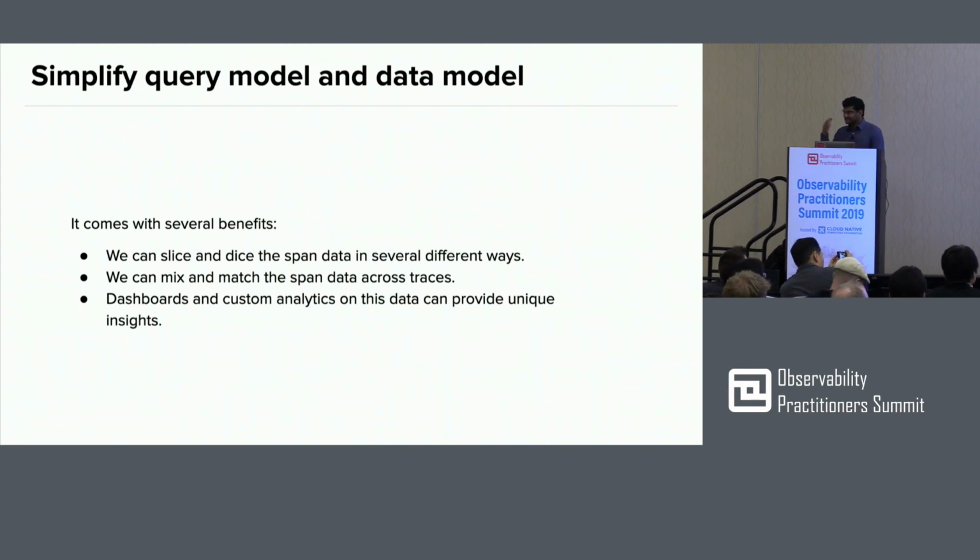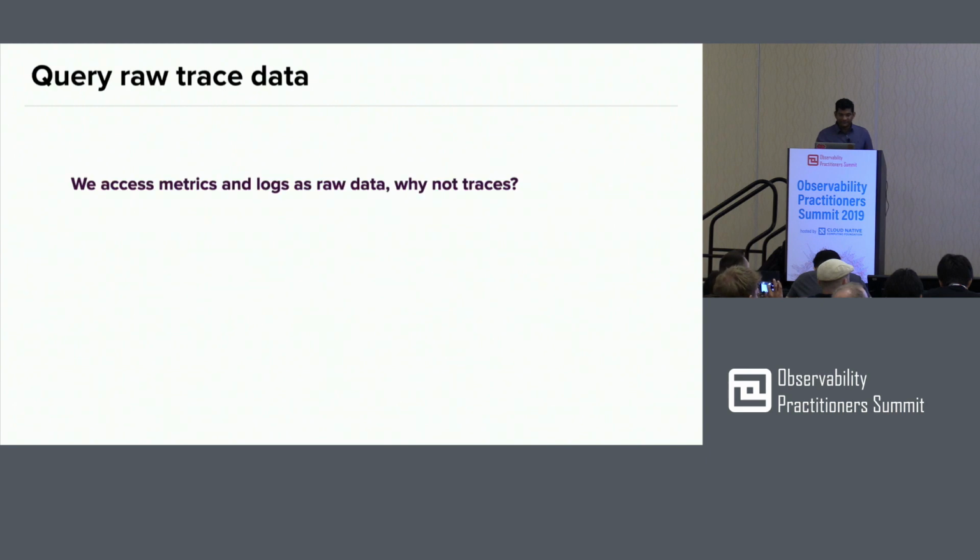As I said, we only get fixed views into the data. But what if we can access raw data? If you access raw data, you can slice and dice these spans across various dimensions to get unique insights, right? For example, we can mix and match the data from different spans to ask and answer different sets of questions that we couldn't ask before, right? We can build custom dashboards and analytics, all the things we do on logs and metrics today, on traces as well, to get the value out of them, right?